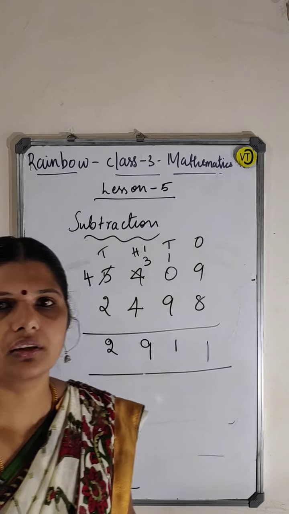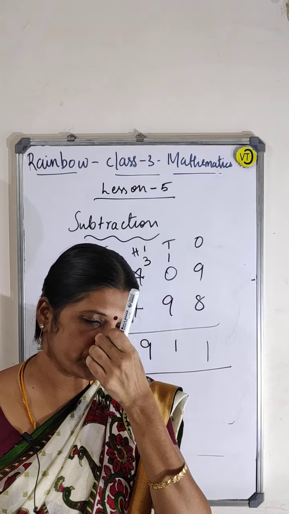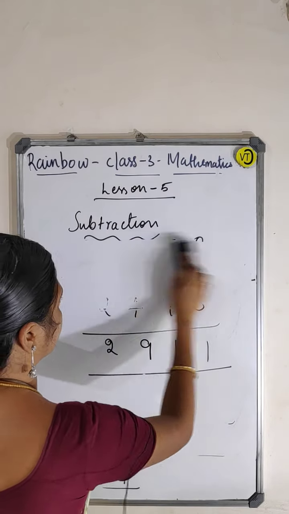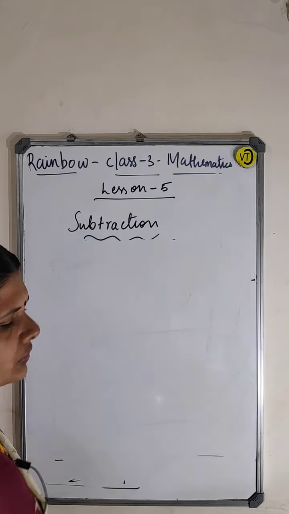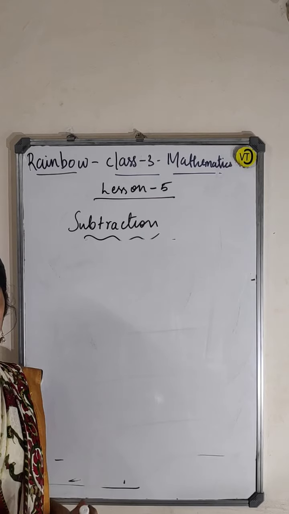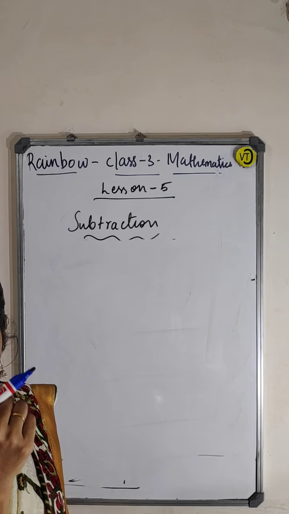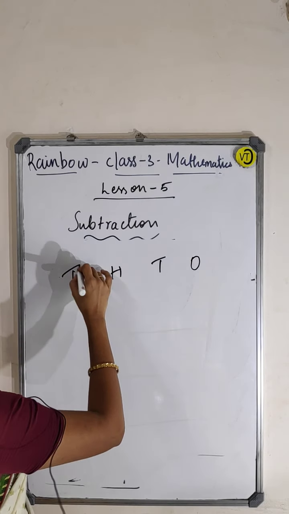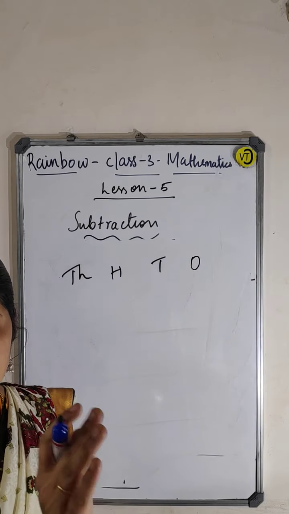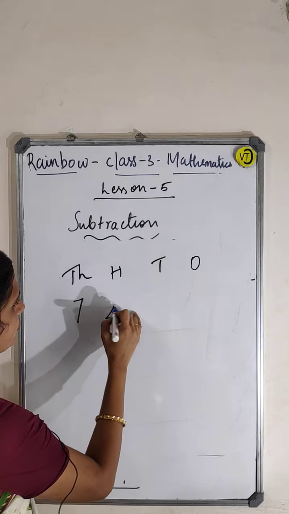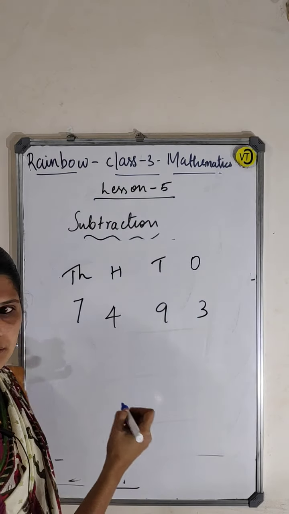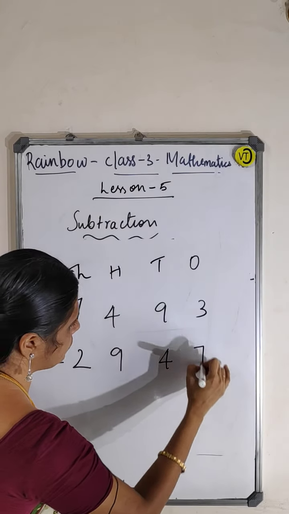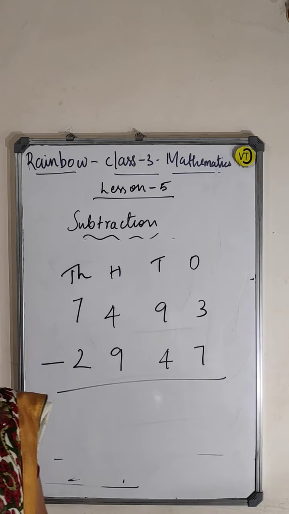Then one more sum with regrouping I am going to give. Okay, listen now. Subtract. Ones, tens, hundreds, thousands place. Okay, a 4-digit number I am giving. 7493 minus 2947. Right, now I am going to do it properly.